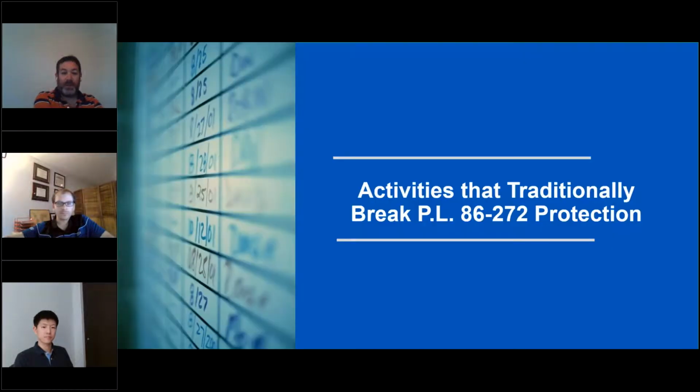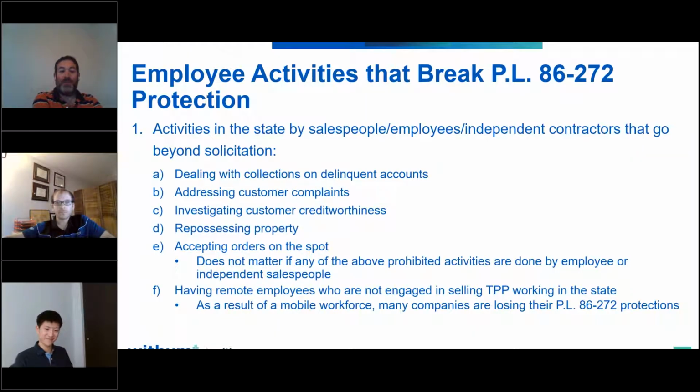Okay, moving right along. For every activity that's protected, there's probably 10 activities that are unprotected, and we'll go through some of these right now. These are clear-cut activities where if your salespeople, employees, or independent contractors are doing them, this goes beyond solicitation and will break your 86272 protection, really without a doubt.